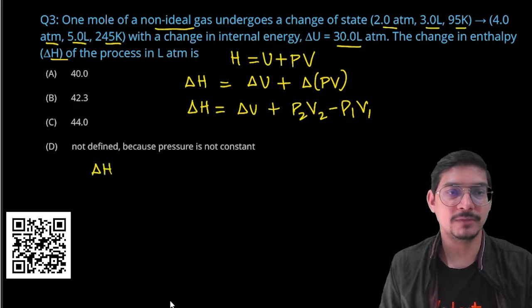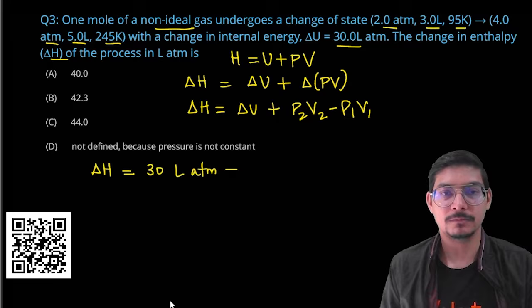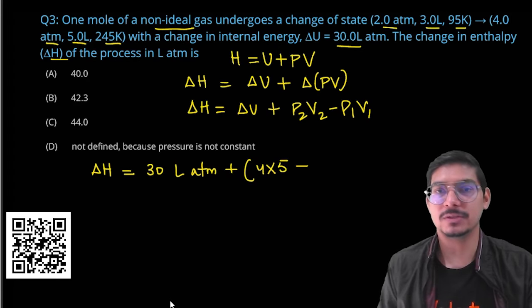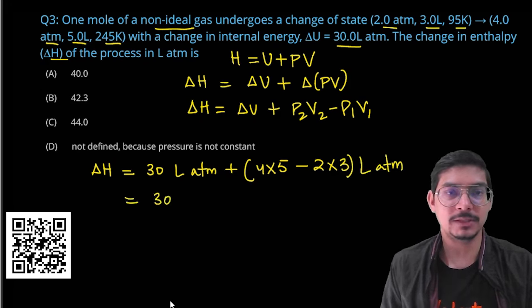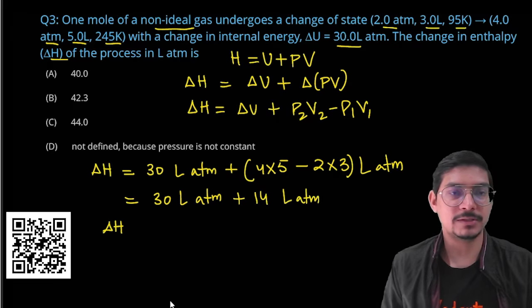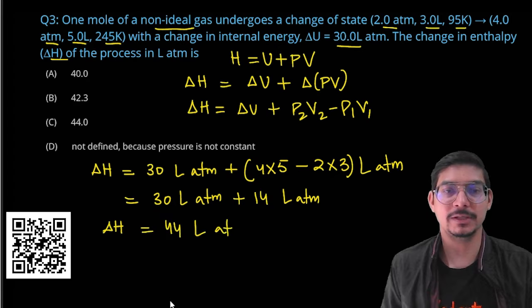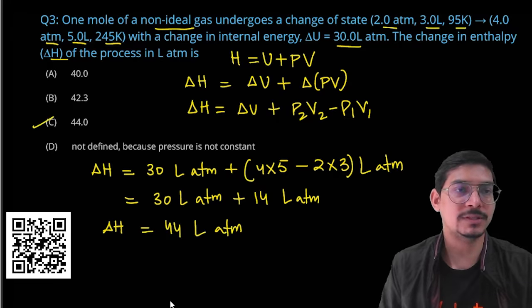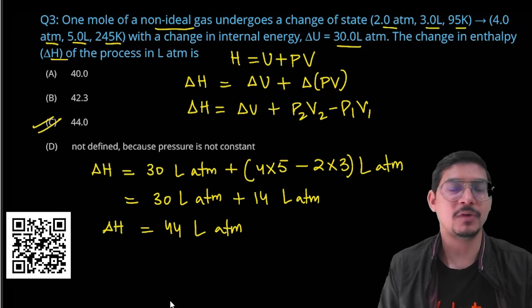Now substituting the given values, delta U is given to be 30 liter atm plus final pressure is given to be 4 atm and the final volume is 5 liter. So the unit will be liter atm, minus initial pressure is given to be 2 atm and the initial volume is 3. So this would be in terms of liter atm only. So this would be 30 liter atm plus 20 minus 6, 14 liter atm. So the final value of delta H here comes out to be 44 liter atm. So the correct answer to this question will be option C, where the change in enthalpy of the gas, delta H, is 44 liter atm.